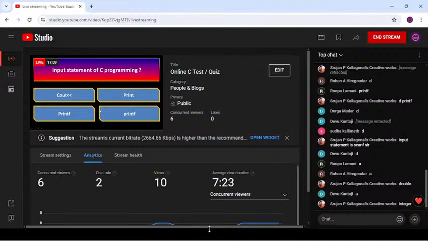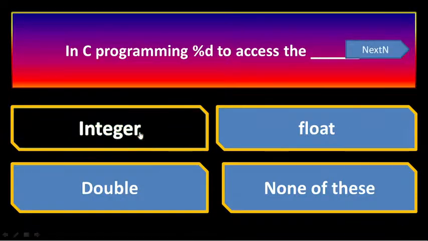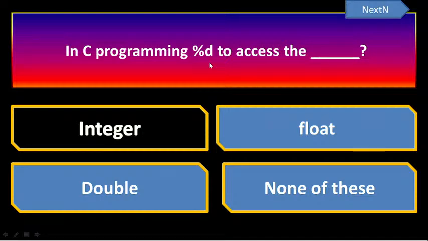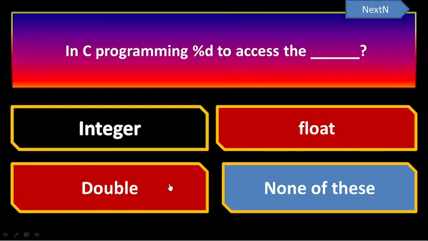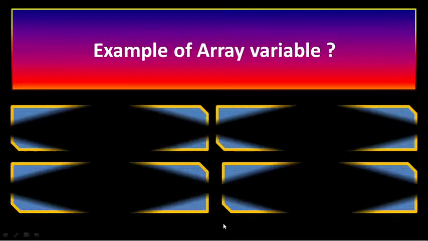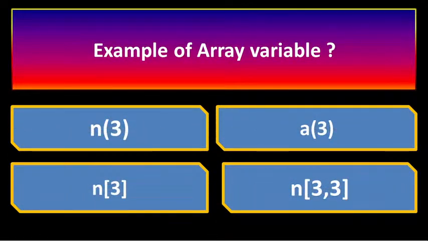The correct answer, integer, is the right answer. To access the integer variable, for the C compiler, we have to use percentage %d. Suppose you want to read three integer numbers, then you have to use this percentage %d three times. For float you have to use percentage %f, like this for double, and none of the above is also a wrong answer. Is it clear?